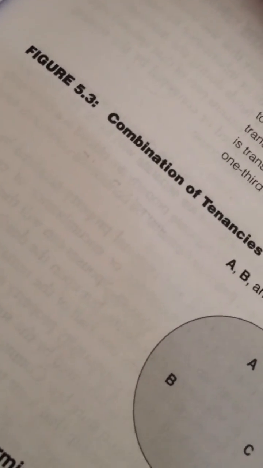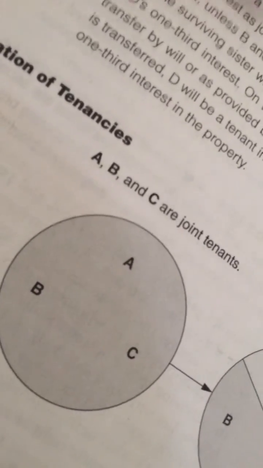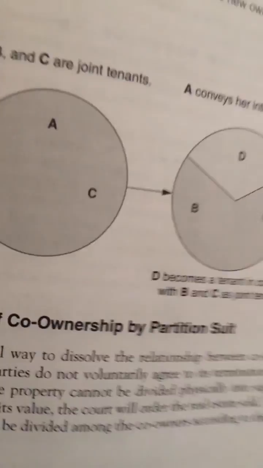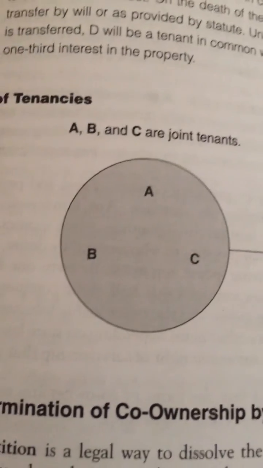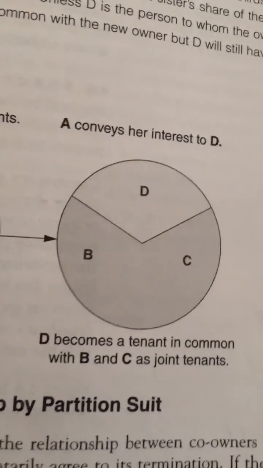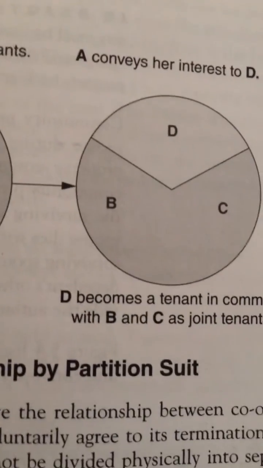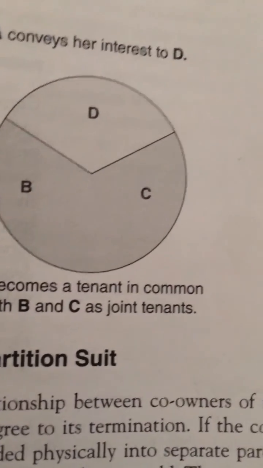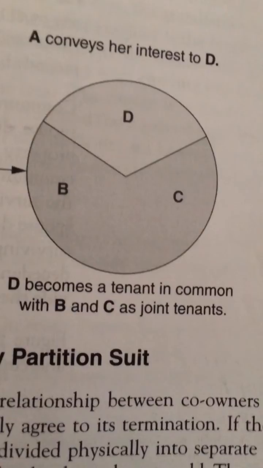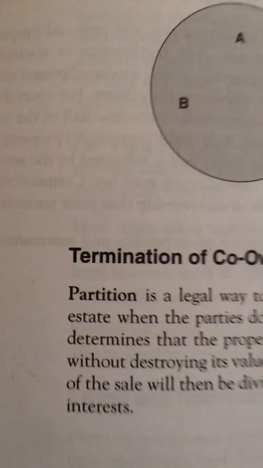Figure 5.3, combination of tenancies. A, B, and C are joint tenants. A conveys her interest to D. D becomes a tenant in common with B and C as joint tenants.